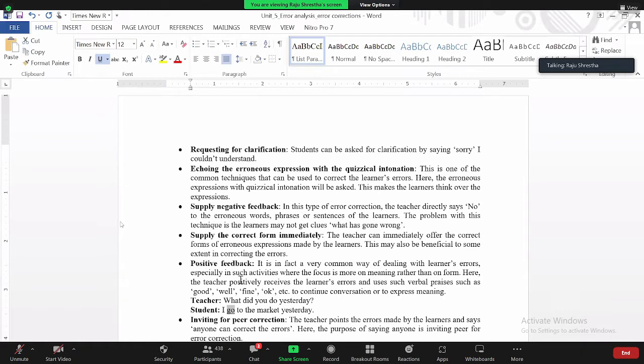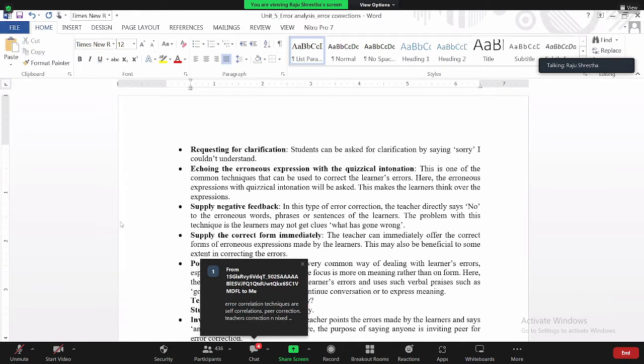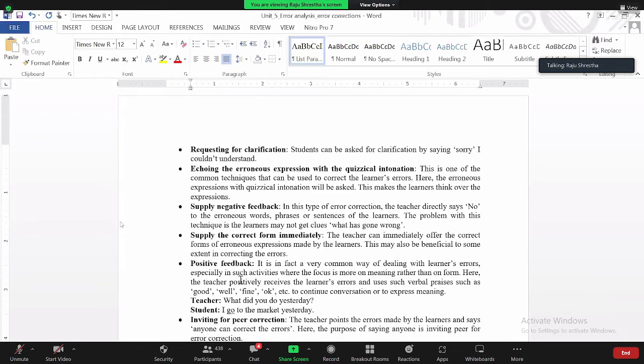Oh, yesterday he went to market. From the meaning perspective, it's fine, but from the structure perspective, this is wrong. The error is here. So the teacher says it's okay. Reformulation is a type where the teacher just says, okay, well, you went to market yesterday. Yes.